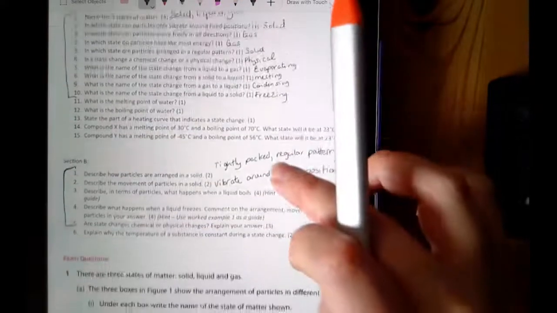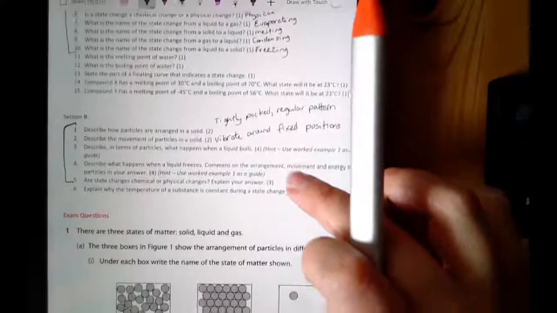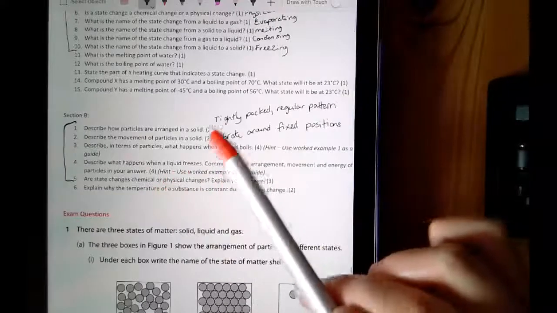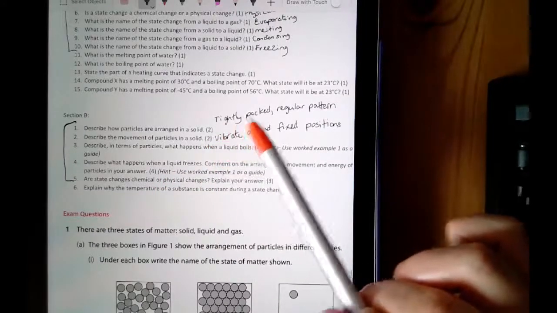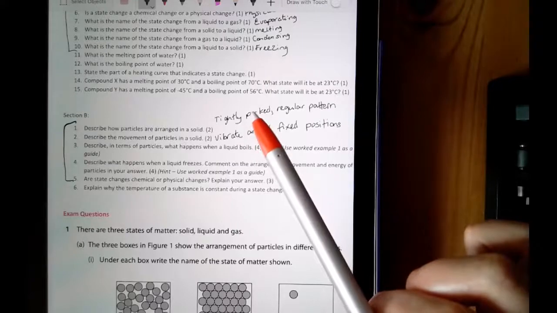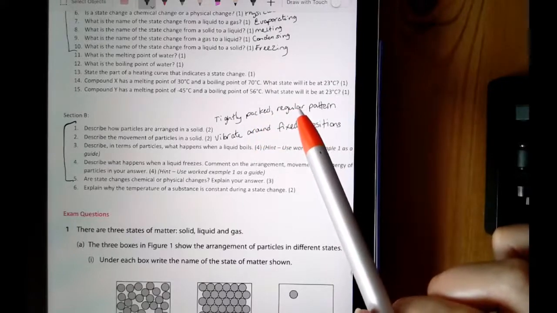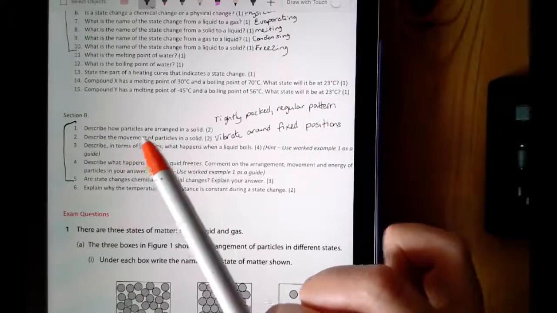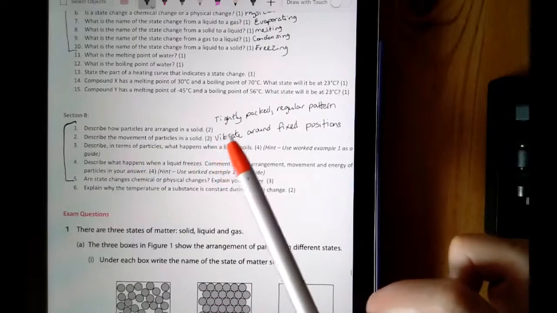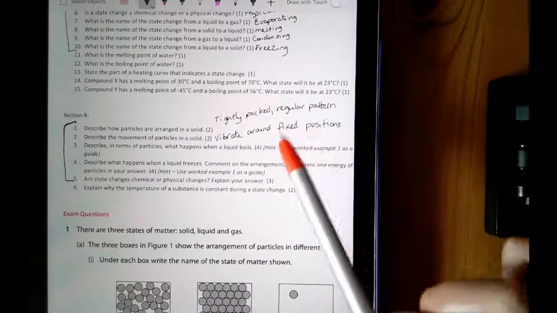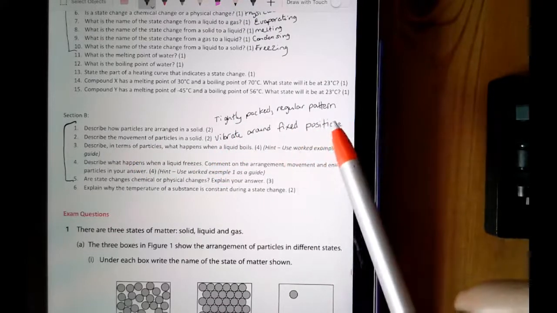If we move down to section B, question 1 asks you to describe how particles are arranged in a solid. This is for 2 marks. You get 1 mark for saying tightly packed or very close together, and you get your 2nd mark for saying in a regular pattern. For 2, the movement of particles in a solid, you'll get 1 mark for saying vibrate and your 2nd mark for saying around fixed positions.